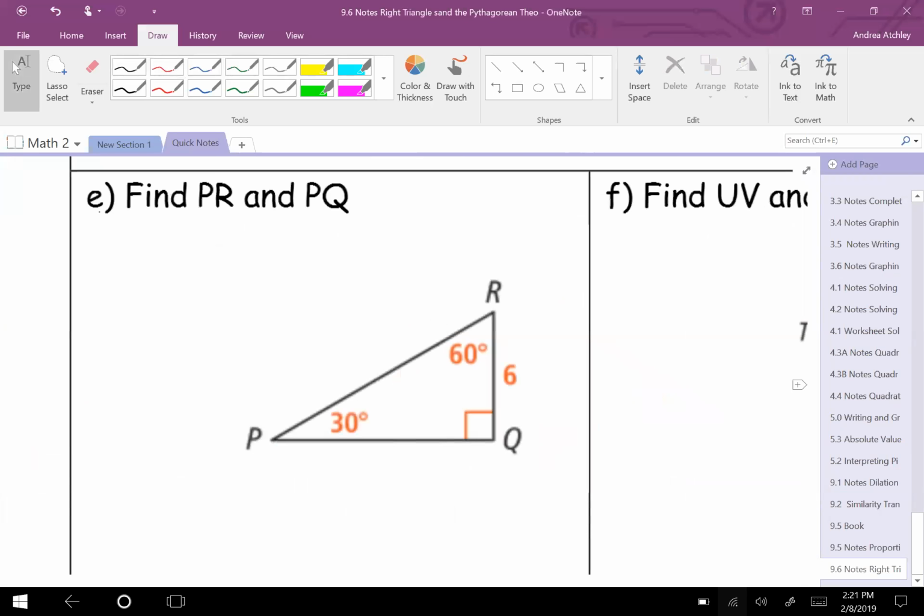find PR and PQ. The ratios are 1, square root 3, and the hypotenuse is 2. Which one is the shortest leg here? If you're not sure, I think this one's a little obvious, but the shortest side is opposite the smallest angle. So here's the 30-degree angle. PQ and PR make up that 30-degree angle. So the side opposite it is the one it doesn't touch, which is RQ. That's the shortest side. Does that make sense?